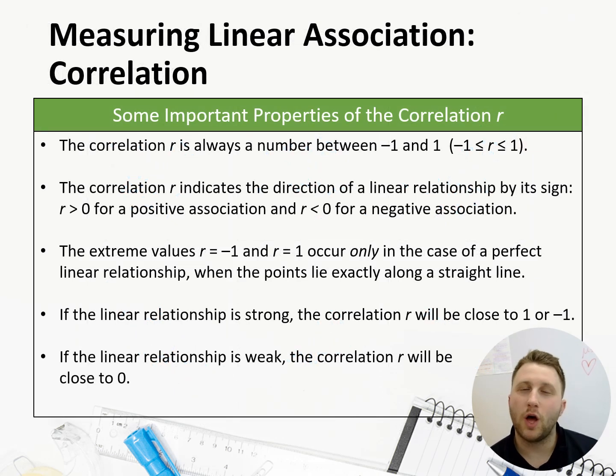Now, College Board loves to assess whether you truly understand correlation, and they do so through some very, very common properties. So it's always a number between -1 and 1. Again, the direction of the linear relationship is indicated by the sign. So positive values of r for positive association, negative values of r for negative association. A -1 or a +1 only occur in the extreme cases of a perfect linear relationship that's either negative or positive, respectively. If it's strong, it's going to be very close to -1 or +1. If it's weak, it's going to be very close to 0.